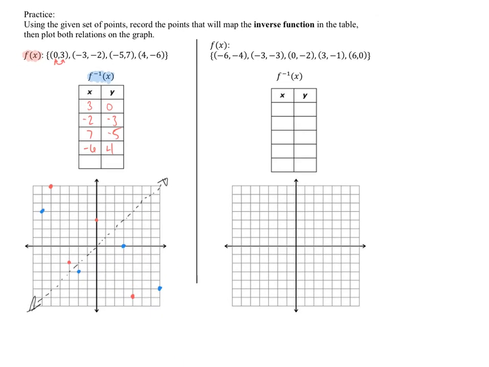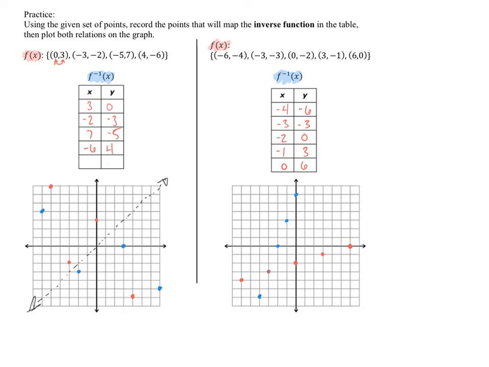So let's do the same thing with the second exercise. F of x, we'll draw that one in red just to make it easy, and we'll do f inverse of x in blue. We're going to do the same thing. We've got 1, 2, 3, 4, 5 points. We're going to flip all those ordered pairs in our table, and then we're going to see when we plot them that these are reflections of these over the line y equals x.